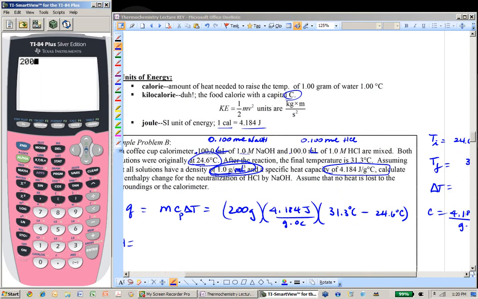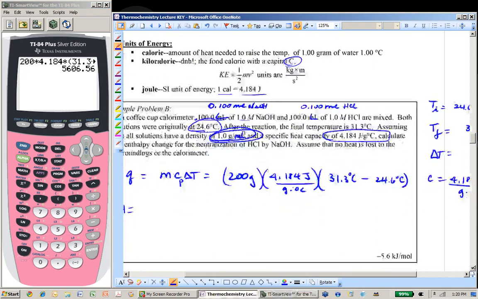200 times 4.184 times, you can either figure it out ahead of time or you can just do it right here, 31.3 minus 24.6, your call, equals a lot. 5606. How many sig figs do I need? I see 3, 3, 3, 4, 3, 3, 3, 3. I'm going with 3. Oh, no, they gave me a density in 2. That was tacky. Gave me a density in 2, so that's 2 sig figs.